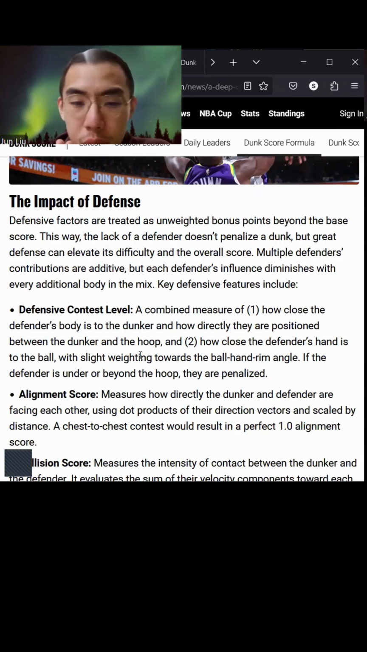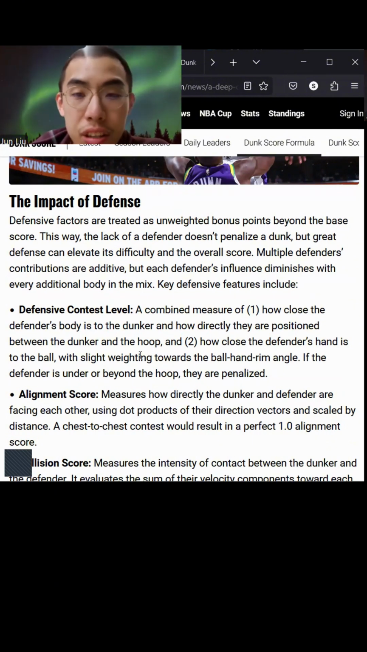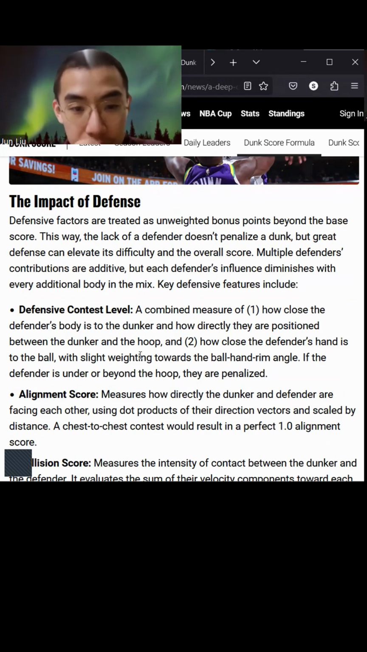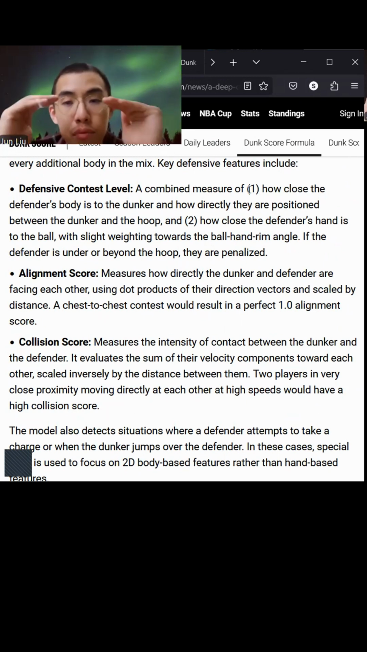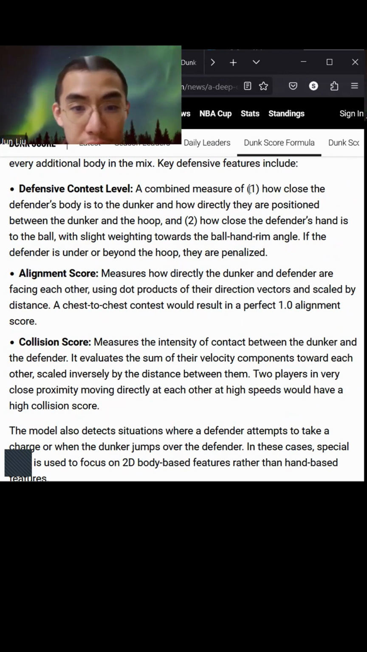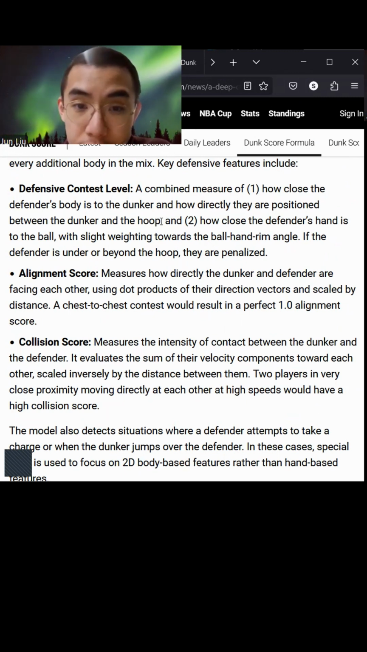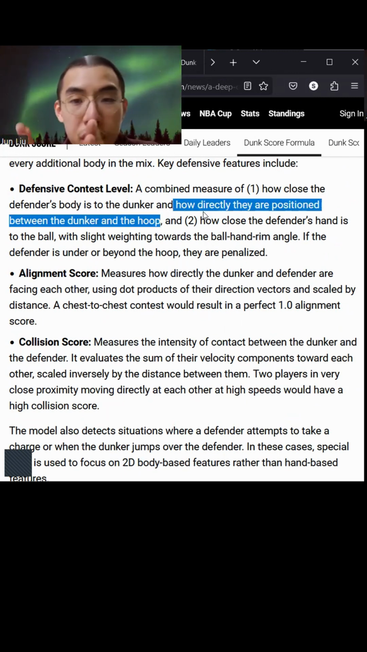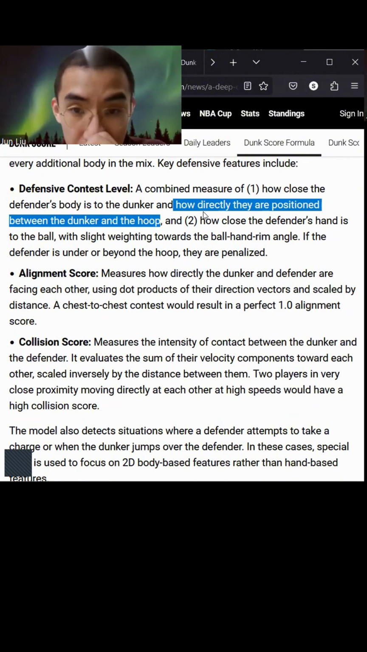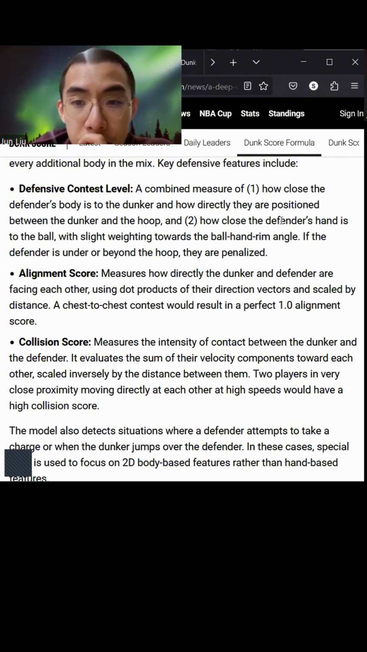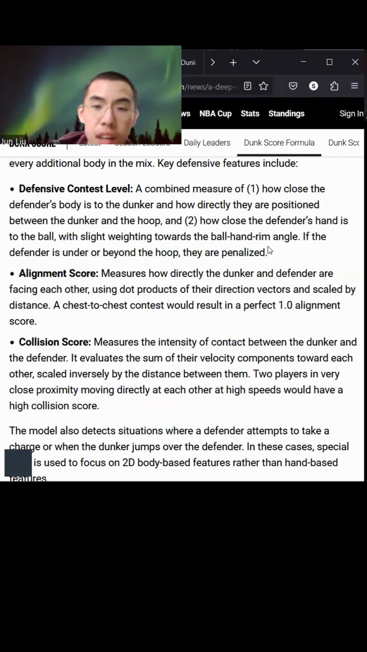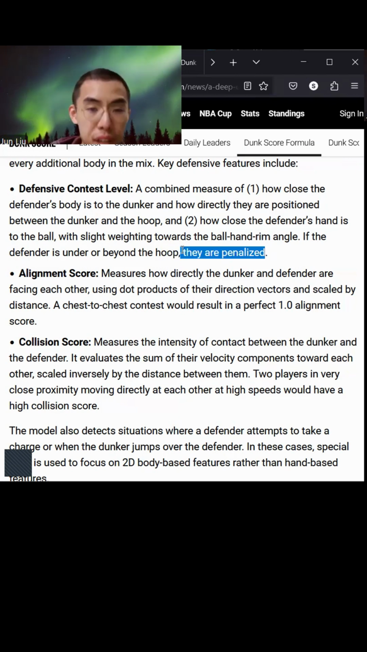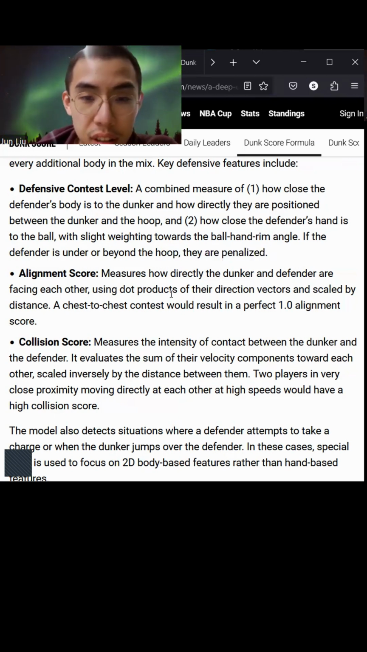Okay. Now look at the defense part. So that's actually one score that people have a lot of beef with. But again, by looking at this data, a lot of thought has actually been put in. Awesome. So the contest level, let's see. This one is basically the relative heights between the dunker and the defender and the hoop. And honestly, it even accounts for whether you're right in between the dunker and the hoop or more to the side, and how close the defender's hand is to the ball, with weighting towards that. So if it's under, they're penalized. Awesome, right? So only if they're challenging is the defense good.